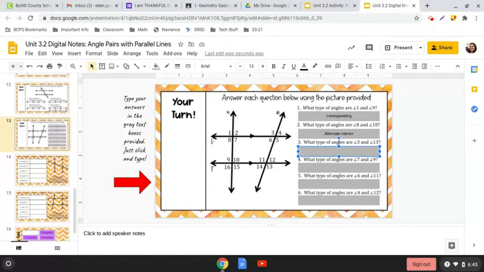What type of angles are 3 and 13? Well, we have to come over here to this transversal because 3 and 13 are over here. 3 is right here, 13 is right here. They're both on the outside of the parallel lines, so they're going to be exterior angles, and they are across the transversal from each other, so they're going to be alternate exterior.